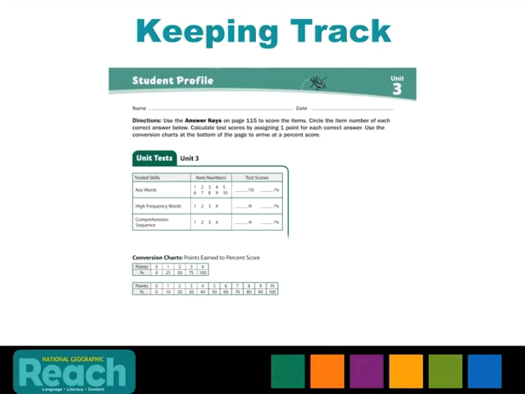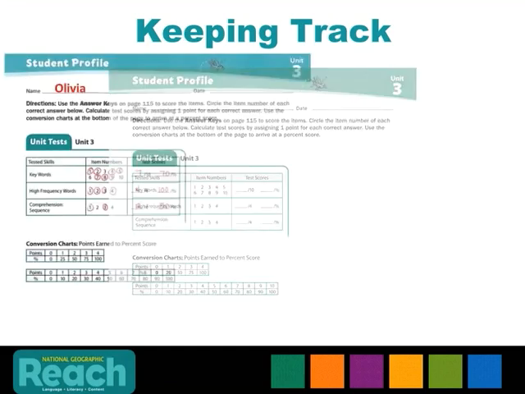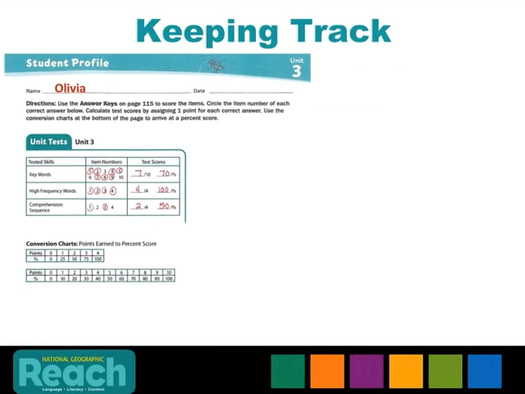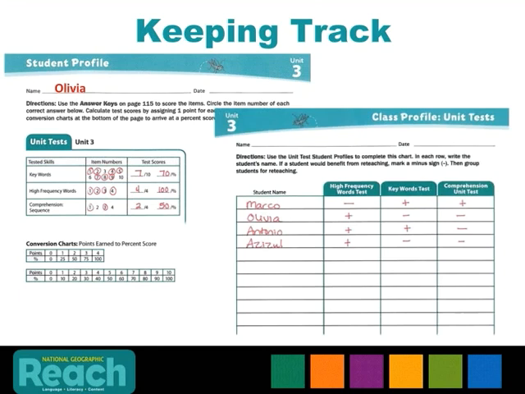Once all students have taken the keywords, high-frequency words, and comprehension tests, use the data from their student profile sheets to determine which students need additional instruction. Let's look at an example. Here, we see the completed student profile for Olivia. As you can see, she mastered both the keywords assessment with 70% and the high-frequency words assessment with 100%. But when it came to comprehension, she only got 2 out of 4 correct.